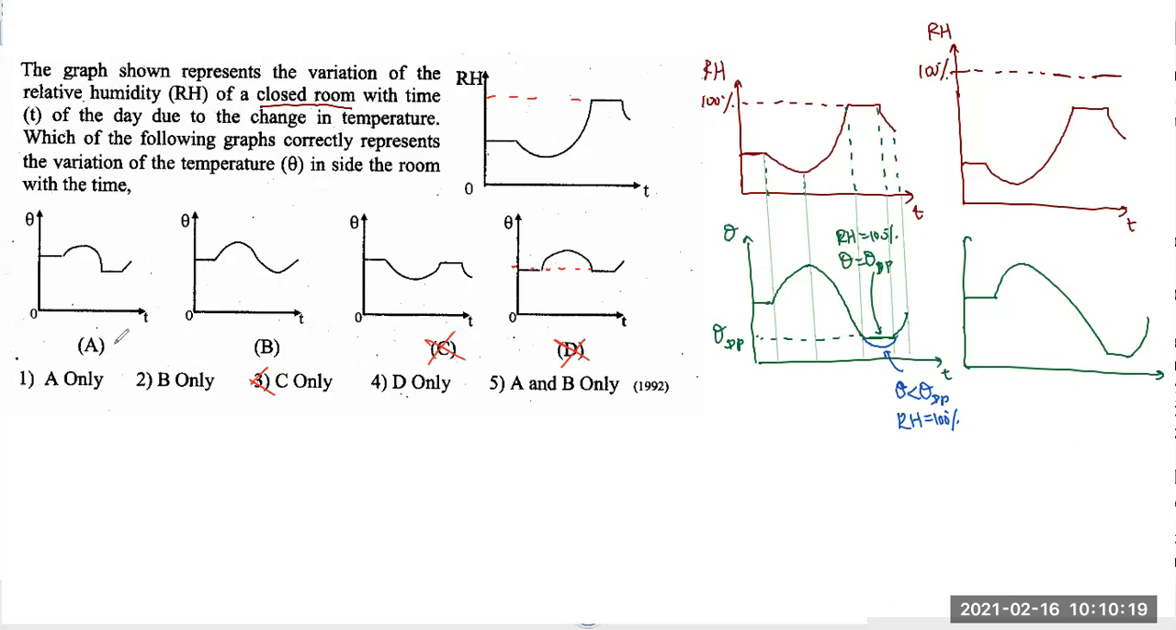Now, A and B are correct, the green color one and the blue color one. Now, this could have been the dew point, and if this is the dew point, that is also still possible. If you have the graph like this, then your dew point must have been like this. So when the temperature drops below the dew point, RH can still be 100. So these two shapes are both possible. Therefore, the fifth one is the best choice.